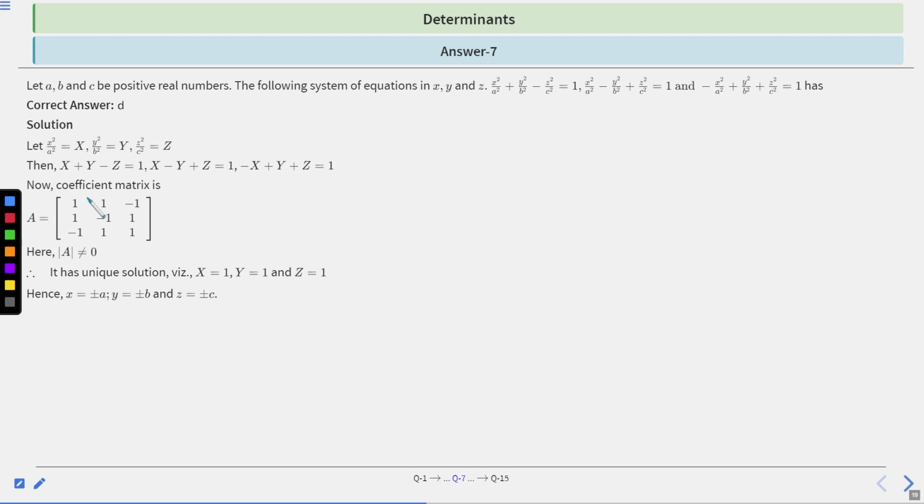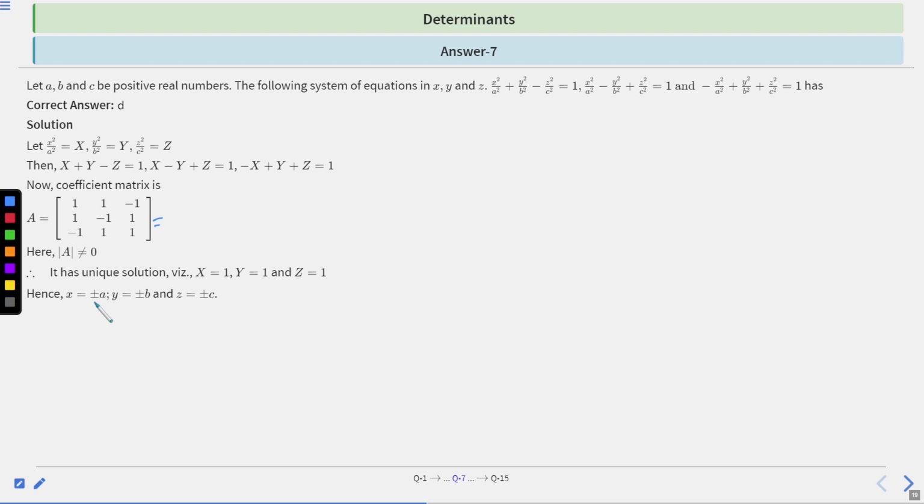Now, the coefficient matrix A is [1, 1, -1], [1, -1, 1], and [-1, 1, 1]. Here, the determinant value of A is not equal to 0. We can see that, right? You can calculate the determinant and it is not equal to 0. Therefore, it has a unique solution. So, capital X equal to 1, capital Y equal to 1, and capital Z is equal to 1.